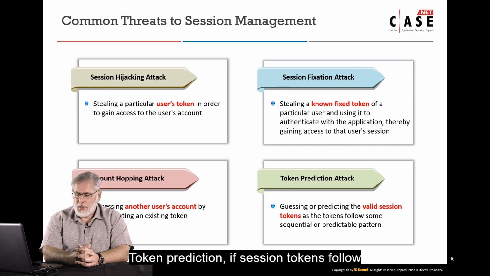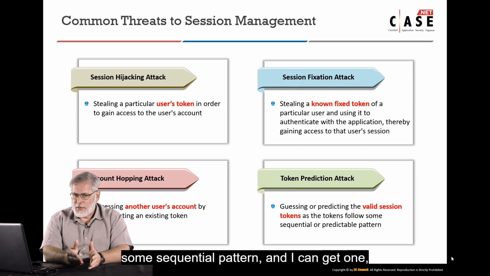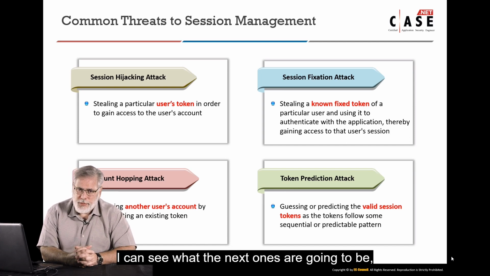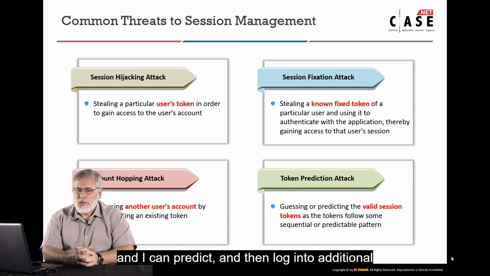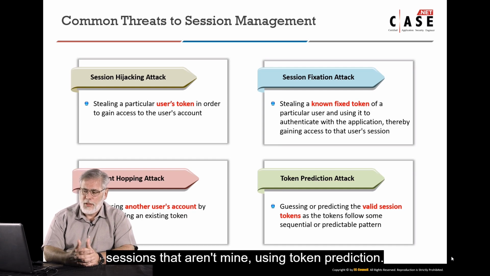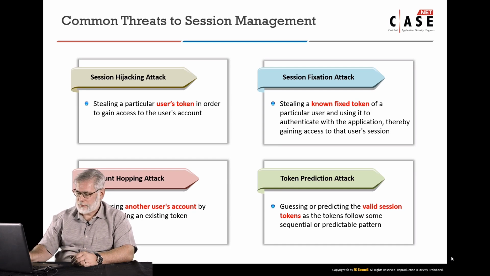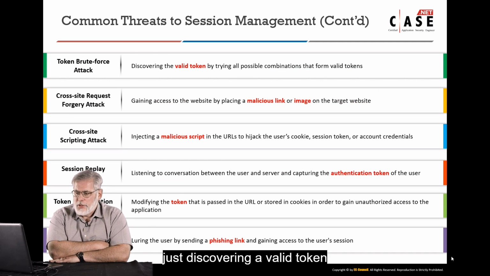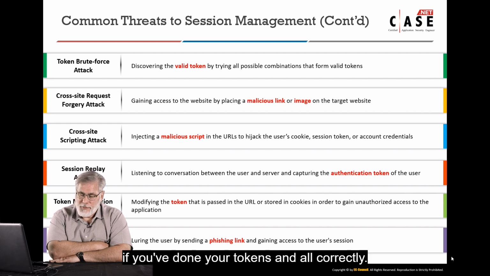Token prediction. If session tokens follow some sequential pattern and I can get one, I can see what the next ones are going to be, and I can predict and then log into additional sessions that aren't mine using token prediction. Some other attacks, brute force, just discovering a valid token by trying all possible combinations. Now that's unlikely to be successful if you've done your tokens at all correctly.